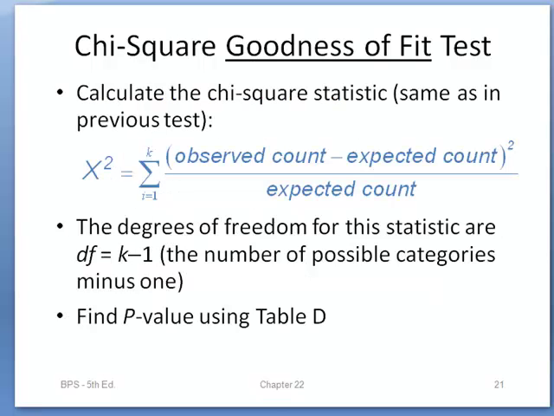This is our formula for the chi-square test. Remember that weird little E is the summation. We're summing over each of those different categories: the observed count minus the expected count, squared, divided by the expected count. We do that for each category, and then we add those up. The degrees of freedom for the statistic are k minus 1, the number of categories minus 1, and we find our p-value. We're going to use Minitab, so we'll change that to finding that p-value using Minitab.